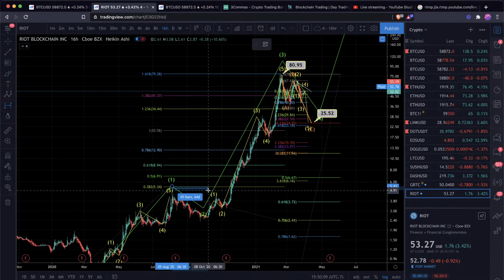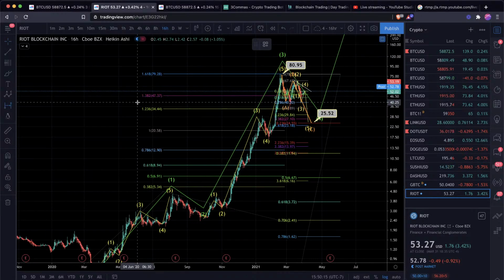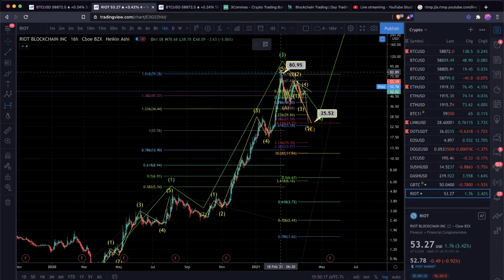So wave 2 took almost 62 days. Wave 4, we're at 42 days. So if we did 62 days, again, the same length of time, that's towards the end of April, so mid-April.